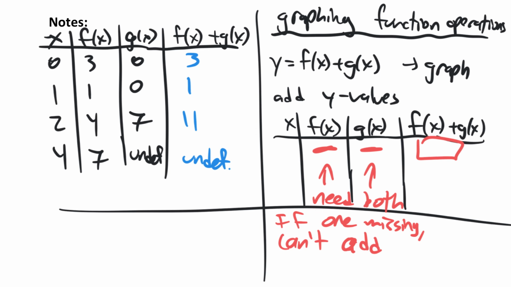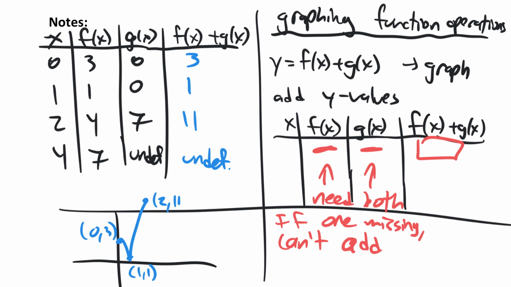So then if you were to graph it, the points would be here: (0, 3), (1, 1), and (2, 11). So this will be a bit of a strange graph, but we'll make it work here. So we have (0, 3), (1, 1), and (2, 11).